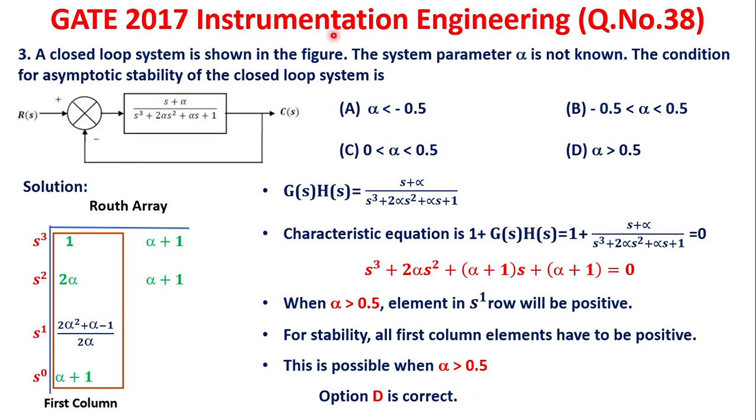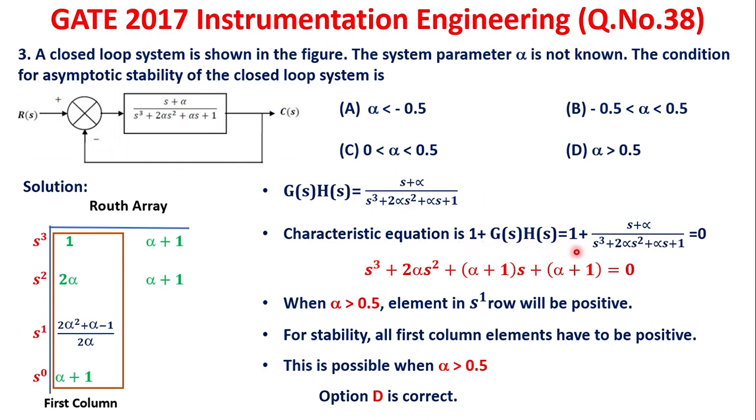So this is a question from Instrumentation Engineering. A closed loop system is given. Alpha is not known, parameter alpha. The condition for asymptotic stability they are asking. So what is the condition for the system to be stable? Asymptotic stability means in the absence of input. Anyway, that doesn't matter. We use the Routh stability criterion, that's all. So G of s is known, H of s is 1. Therefore, G of s, H of s we can formulate from the characteristic equation 1 + G of s H of s.